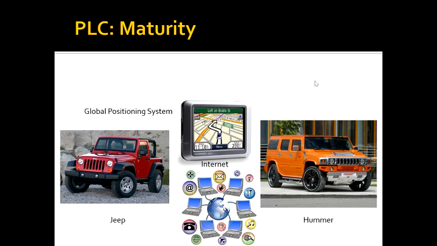Now, what do all these products have in common? You have a Jeep, you have a GPS, you have the internet, and you have a Hummer. Yes, they all have to do something with transportation, but that's not the right answer. That's not the answer I'm looking for. That is the correct answer. They were all developed by the military.